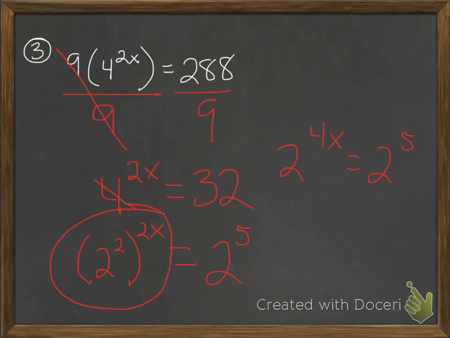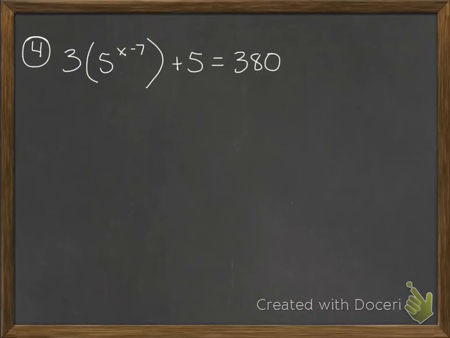Well, now if they have the same base, ignore the bases. So then that means that 4x equals 5. So therefore x equals 5/4 or 1.25. Okay? So let's try another one.